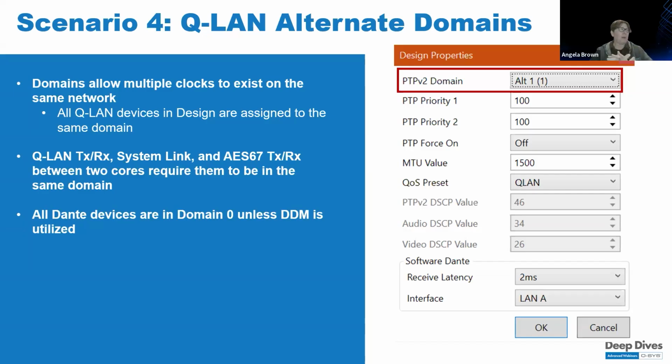All right, so we're going to talk about our scenario with the alternate domains. Say we have our 2 Core 110s and we have our 2 I/O-8 Flexes, but we just don't want them to talk to each other. We don't want them to exchange data. I don't want audio on Core 1 to stop if I push audio or push a file to Core 2. We want them to stay separate. And that's where we can actually change the PTP domain.